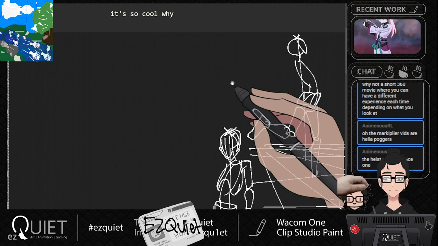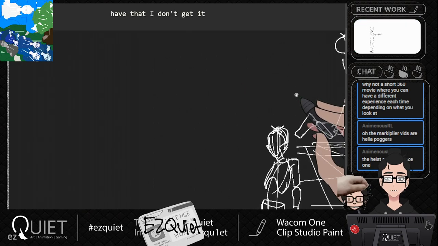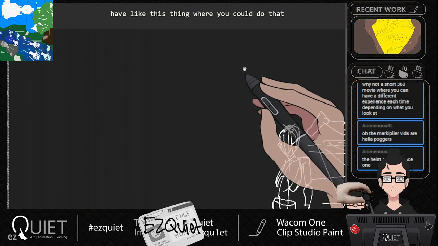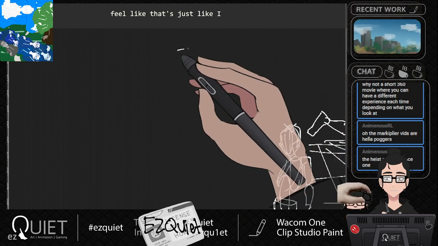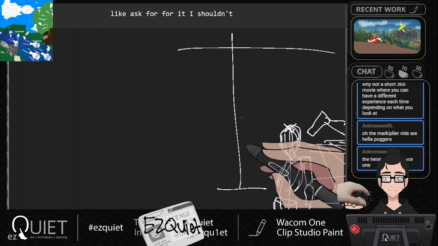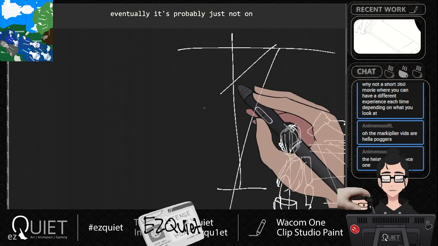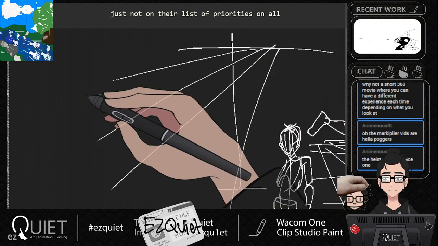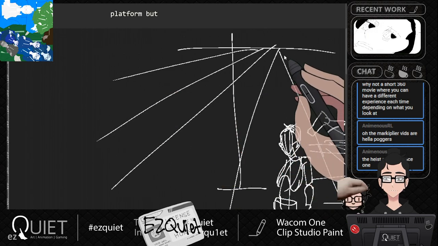Why doesn't YouTube have that? I don't get it. Why doesn't YouTube have a thing where you could do that? I know YouTube's probably working on a lot of stuff. I shouldn't ask for hundreds of things. They'll get to it eventually. It's probably just not on their list of priorities among all the other stuff they could add to their platform. But I just think it'd be cool.